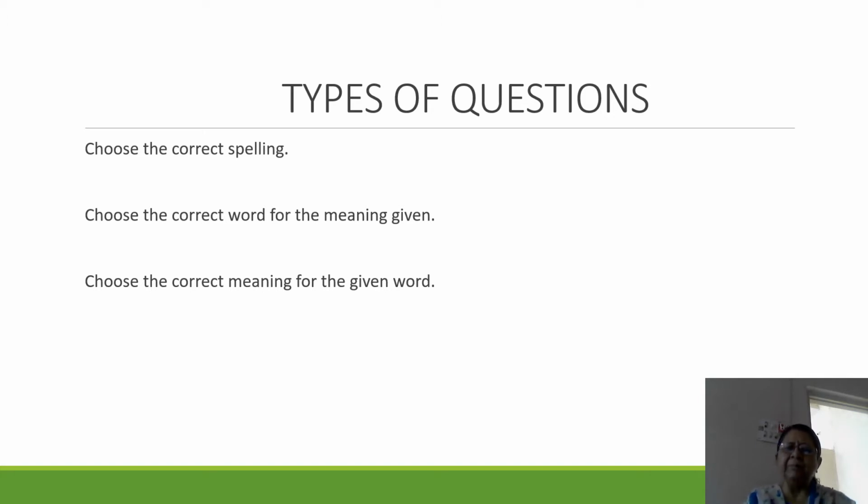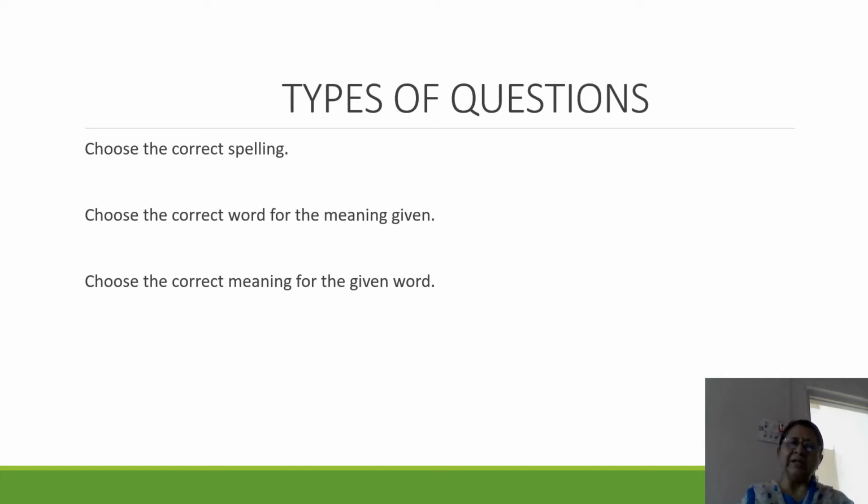Then the other type is going to be choose the correct word for the meaning given. From the word bank or from your science book, maths book or SS book, we can give the meaning of any word. And after giving the meaning, we'll have 4 options. The correct word for that meaning will have to be selected by you. The meaning will be correct, 3 words will be wrong, and 1 word will be correct. So in the second type, you have to choose the correct word.